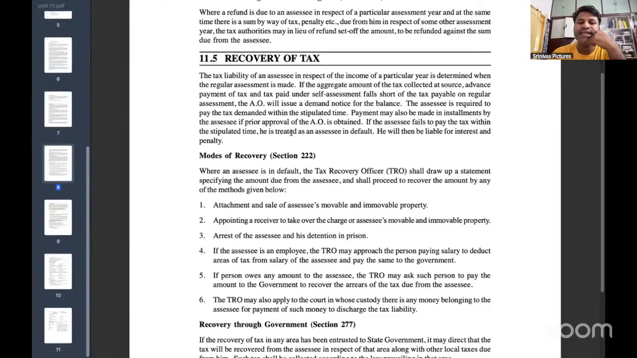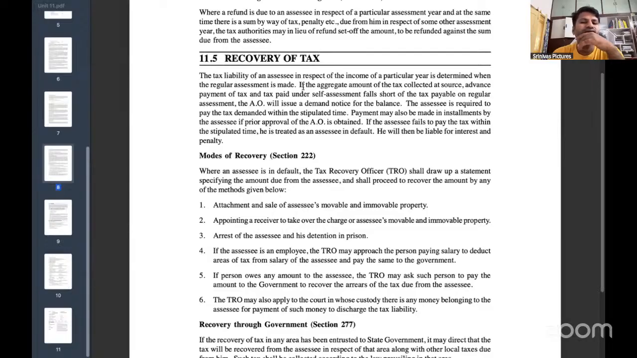Recovery of tax. The tax liability of the assessee in respect of income of a particular year is determined when the regular assessment is made. If the aggregate of the tax collected at source, advance payment of tax and self-assessment tax falls short of the tax payable, the assessee is required to pay the tax demanded within the stipulated time. The payment may also be made in installments, if the approval of the assessing officer is obtained. If the assessee fails to pay the tax within the stipulated time, he is treated as an assessee in default. He will be liable to interest and penalty.